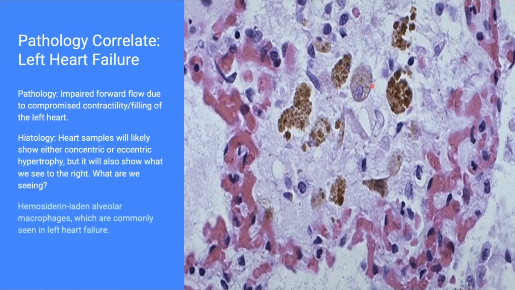So, like I said here, hemosiderin-laden alveolar macrophages, and these cells are termed heart failure cells because of the corollary there.